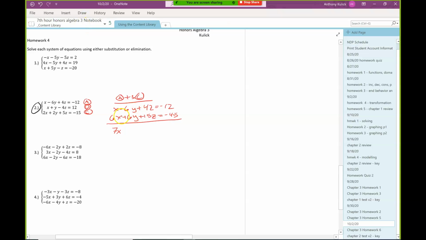Okay, so we had negative 6y and positive 6y gave us 0. 4z and 15z give us 19z. And 12 and 45 give us 57.